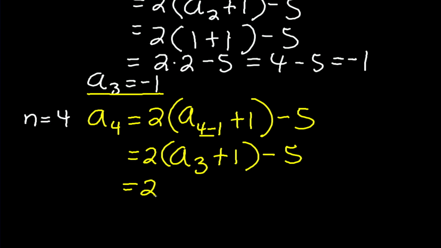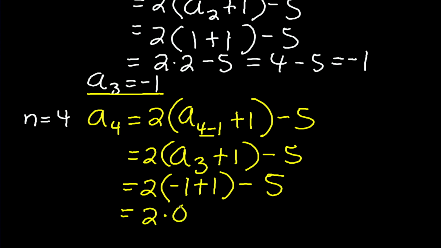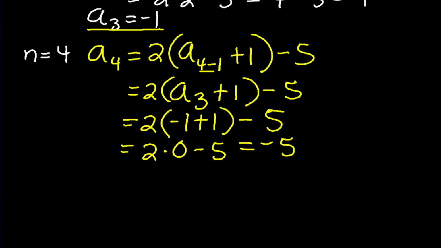So that's going to be equal to 2 times, my a sub 3 was negative 1, so negative 1 plus 1, subtract 5. That's going to be equal to 2 times, negative 1 plus 1 is going to be 0, so that's 2 times 0, subtract 5. And of course, 2 times 0 is 0, subtract 5. So that's going to give me negative 5. So therefore, my fourth term, a sub 4, in the sequence is going to be equal to negative 5.